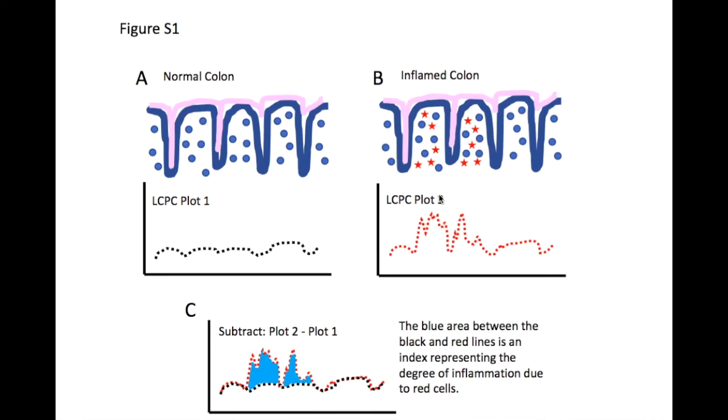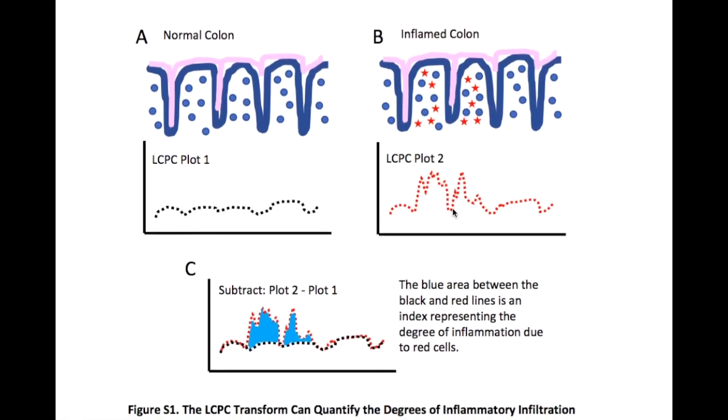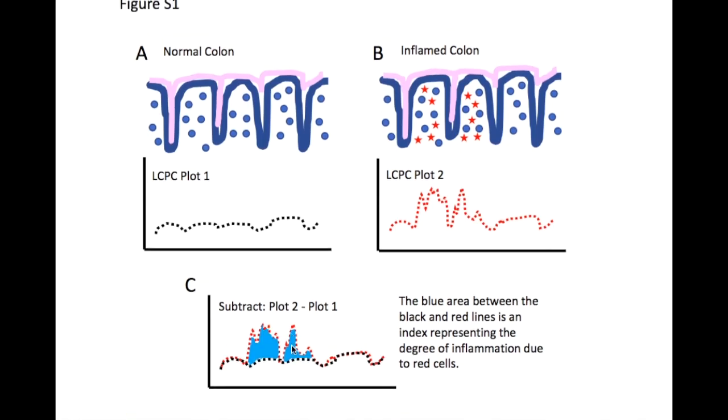What you can do is subtract plot 2 from plot 1, as you see in panel C, and this area between the curves, in blue, serves as an index representing the degree of infiltrating red stars in this cartoon system. So this is, I think, a very useful metric for quantifying changes in morphology, changes in the composition of cells in a biological system, or really any image in which you want to quantify spatial changes.